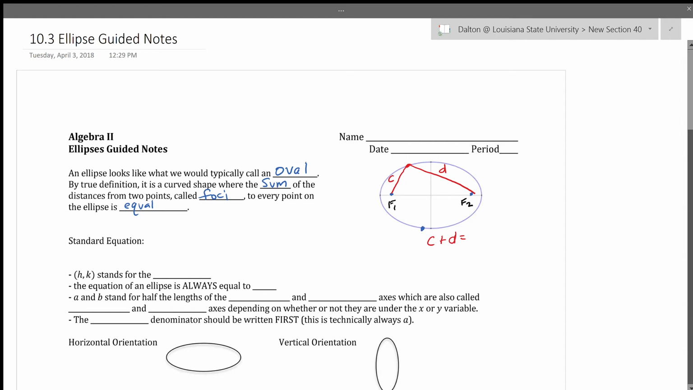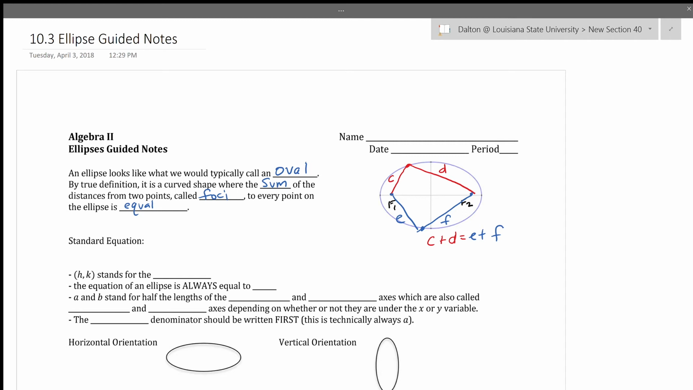So then if I pick this point down here and connect it to each of the foci, maybe let's call those E and F, those things would be equal. So C plus D would equal E plus F. And that goes for any point that's on the ellipse ever. The sum of the distances to the foci will always be equal.